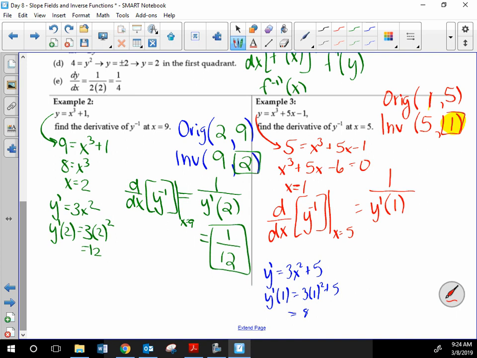Are we okay? Do you have questions? All right, so then I'm just plugging that in. So f prime of 1 is 8. So my answer is 1 over 8. Okay, so again, our formula is 1 over the derivative at that y of our inverse.